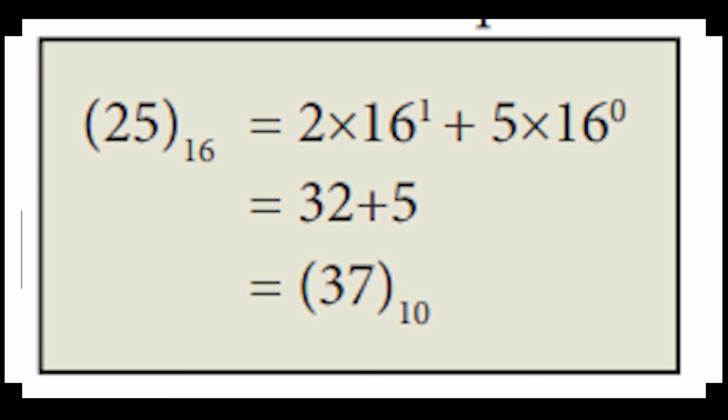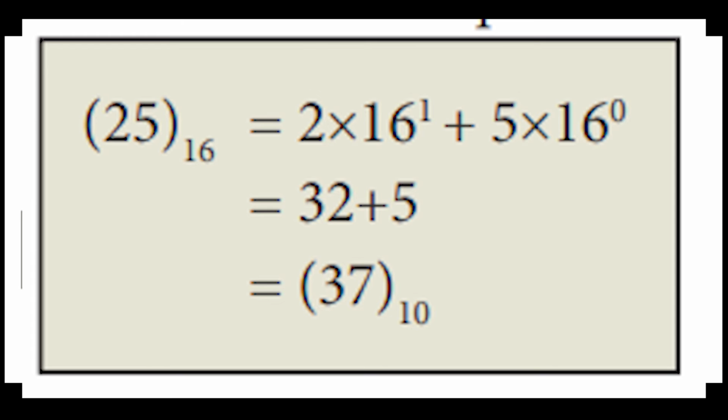25 means 2 into 16 power 1. Same way from the right, 5 into 16 power 0, 2 into 16 power 1. So we will get the decimal value. Right? The decimal value is 37. 25 is the hexadecimal value and the equivalent decimal value is 37. Right? How will you find that?